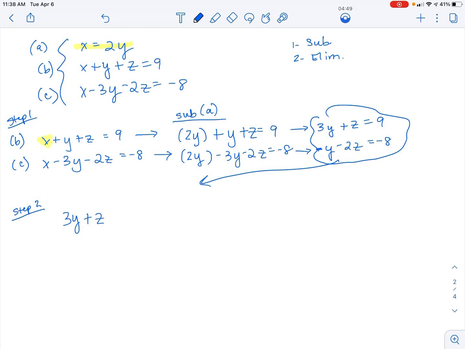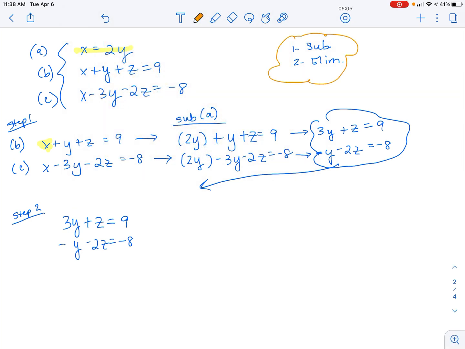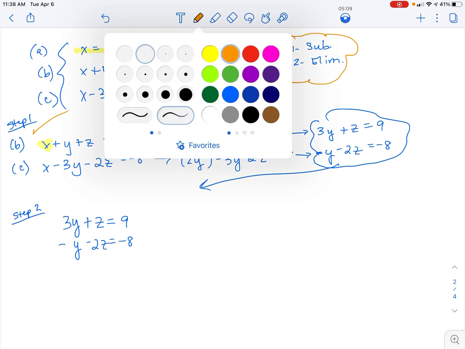3y plus z equals 9, and negative y minus 2z equals negative 8. Okay, now I've done my substituting. Now I'm going to do my elimination. Remember we said up here, let me put a different color around this. Up here, first we substitute, which is what we did in step 1. Now we're going to eliminate.